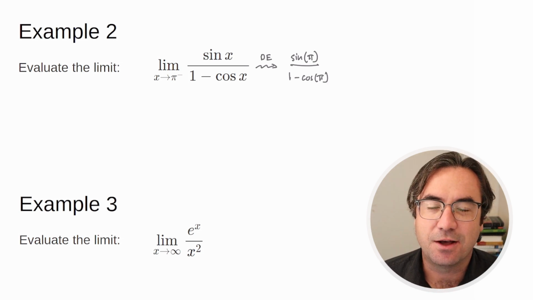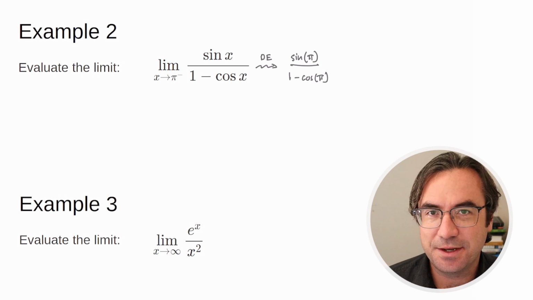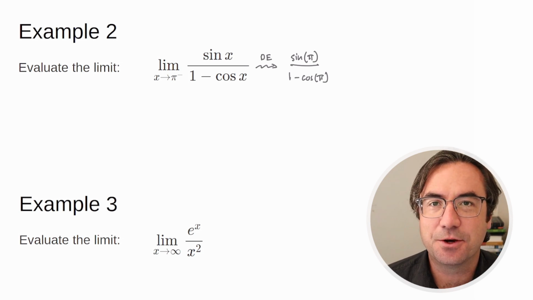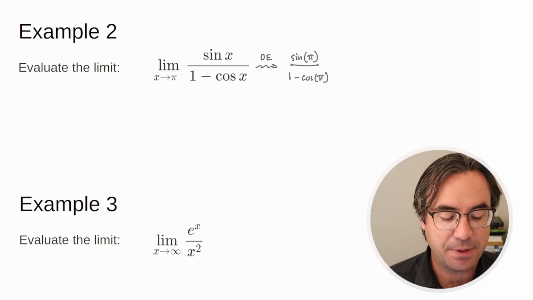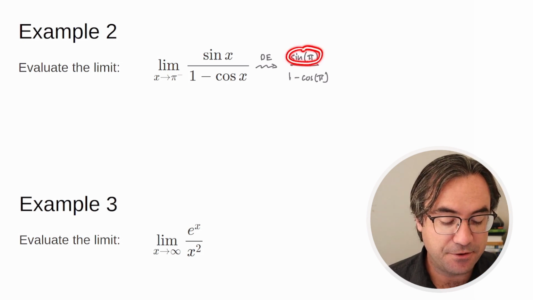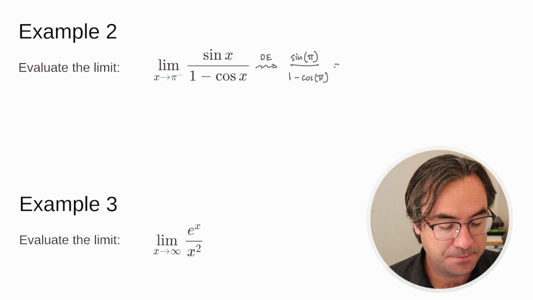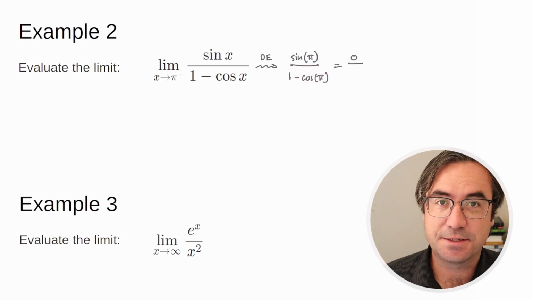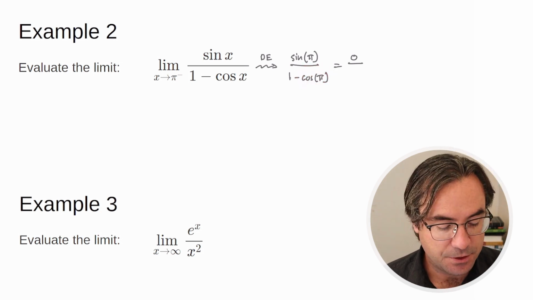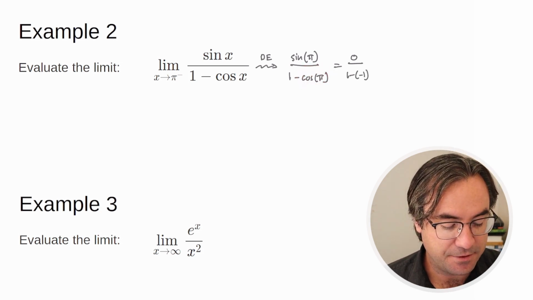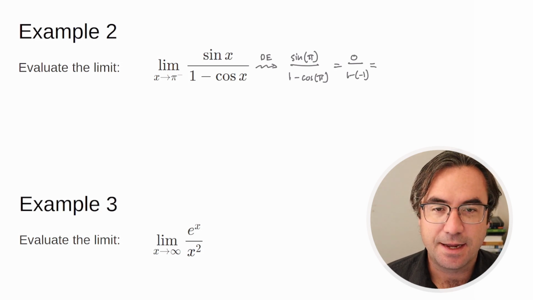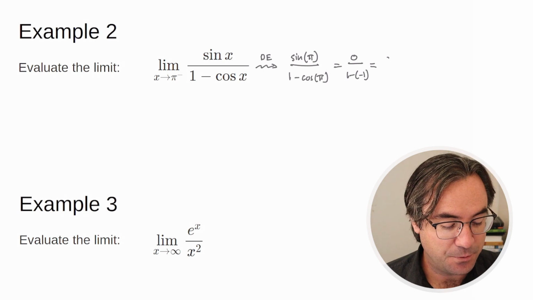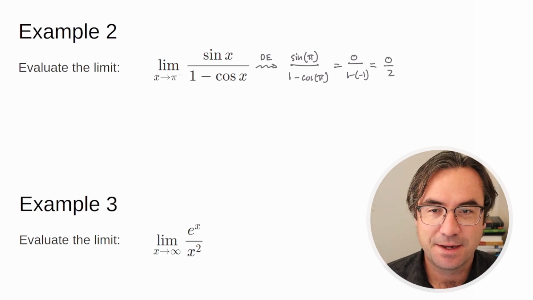Now it's kind of hard to tell. Is that indeterminate or what is it? So we do need to know what sine of pi is and what cosine of pi is. Sine of pi is 0, and cosine of pi is negative 1. So we end up with 1 minus negative 1. And if we simplify that, we get 0 over 2.